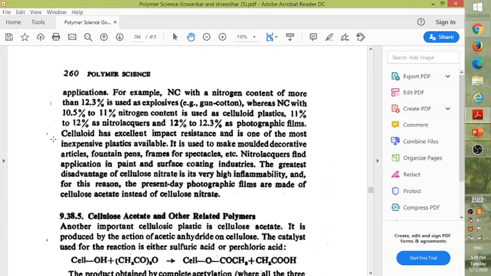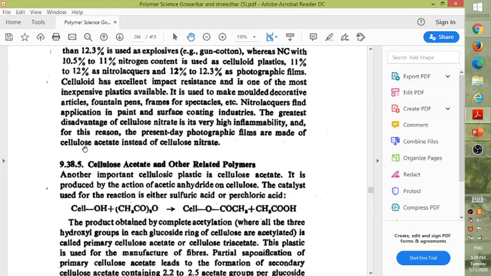The greatest disadvantage of cellulose nitrate is its very high inflammability. It catches fire very easily and it explodes. For this reason, the present day photographic films are made of cellulose acetate instead of nitrocellulose or cellulose nitrate, because we don't want any explosions while viewing our photographs, right? So cellulose acetate is a replacement for overcoming that problem.